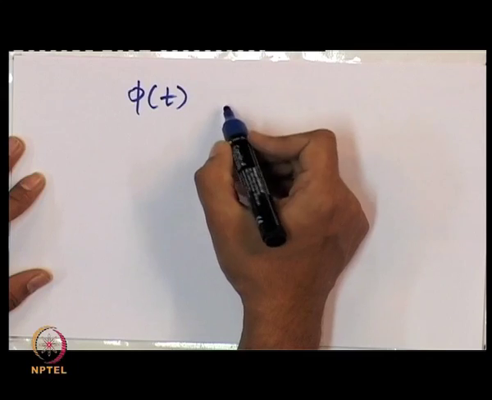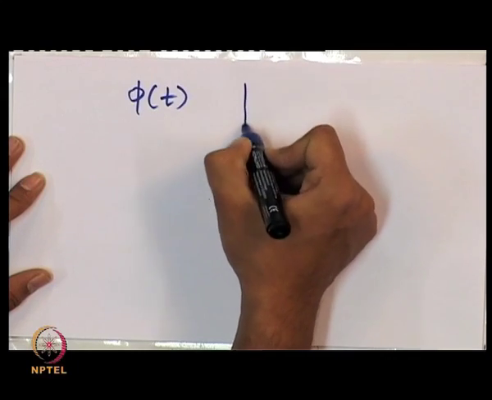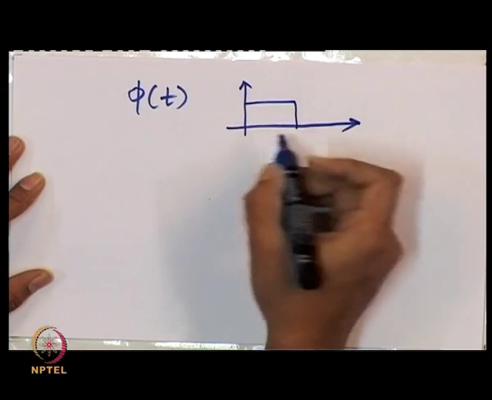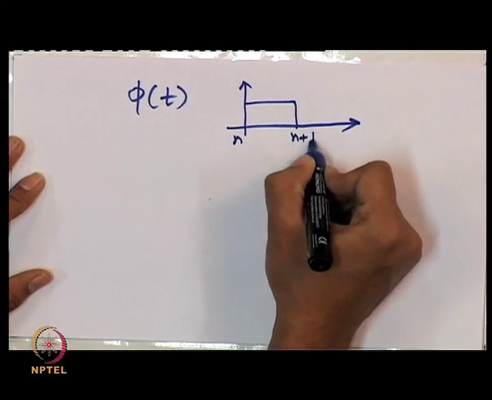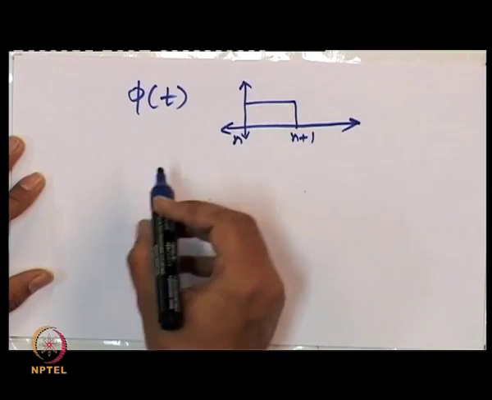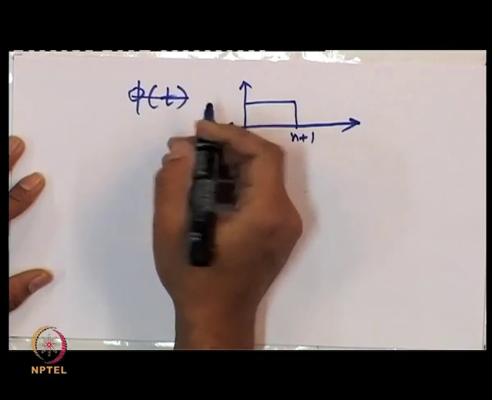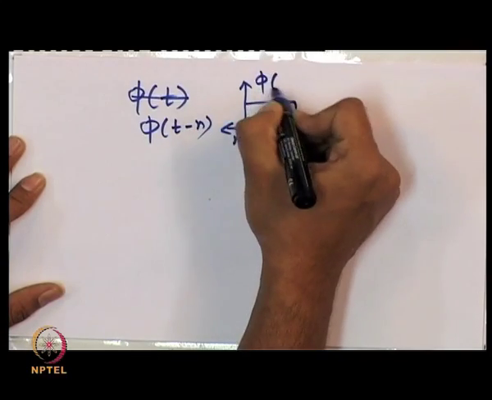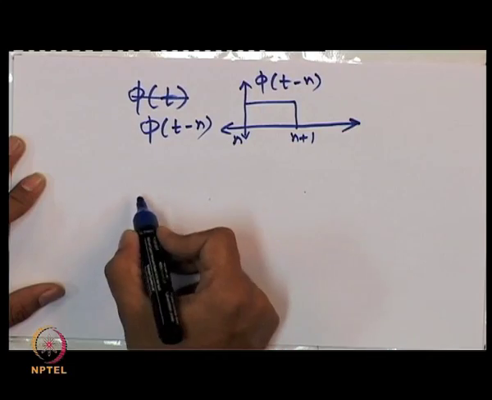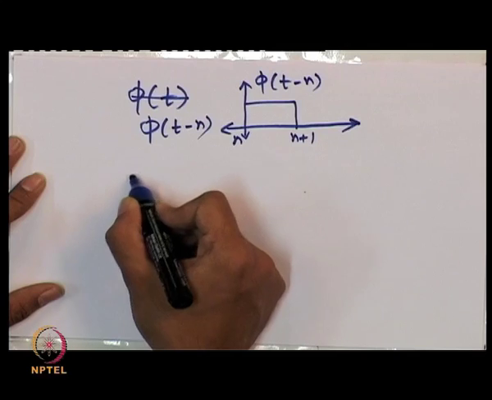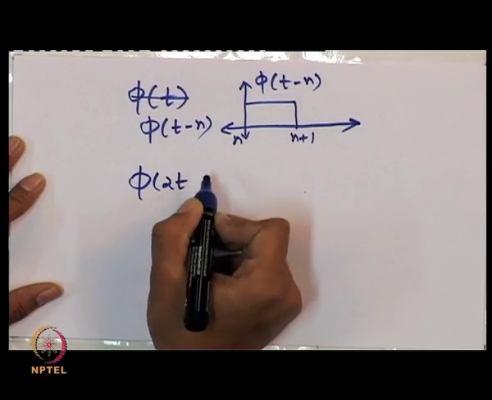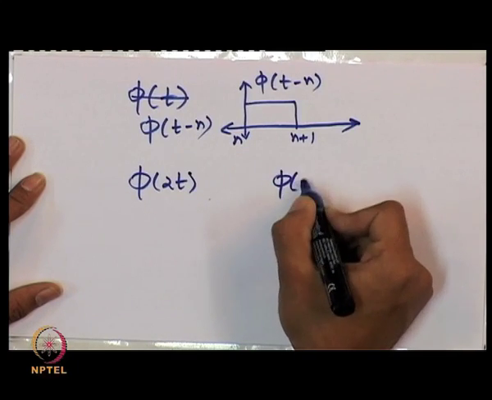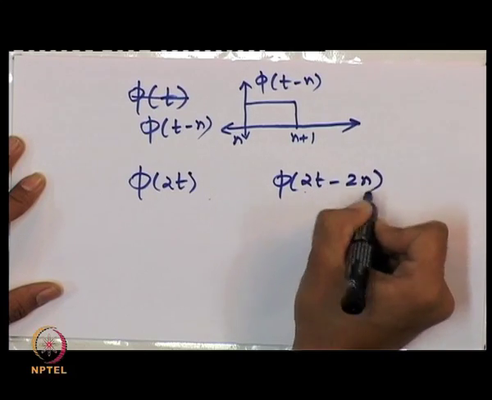Let us try to write the basis functions of V0, which is phi(t minus n), in terms of basis functions of V1. What are the basis functions of V1? Phi(2t). Let us try to draw how phi(2t minus 2n) looks.